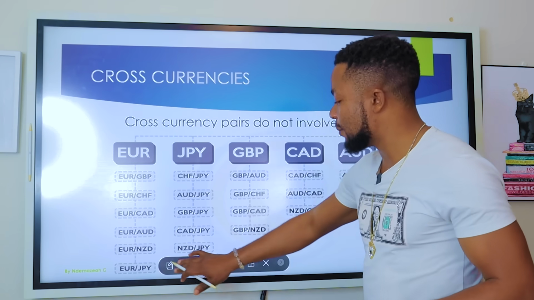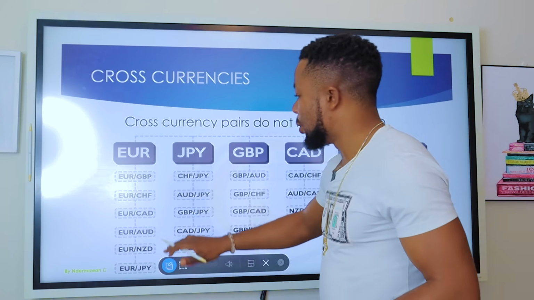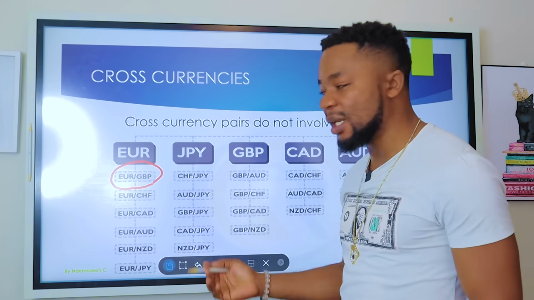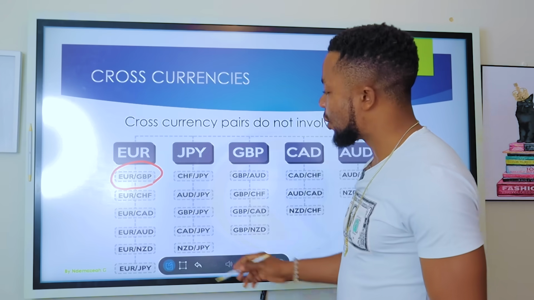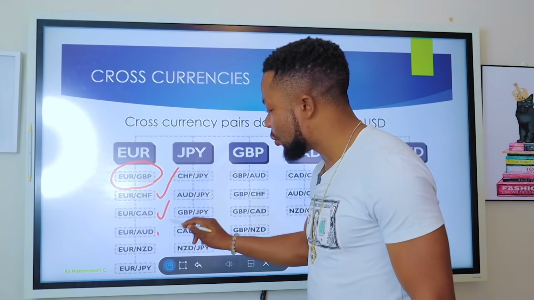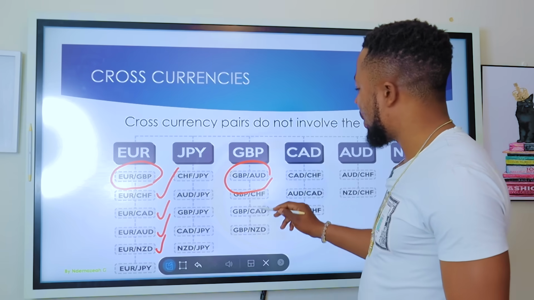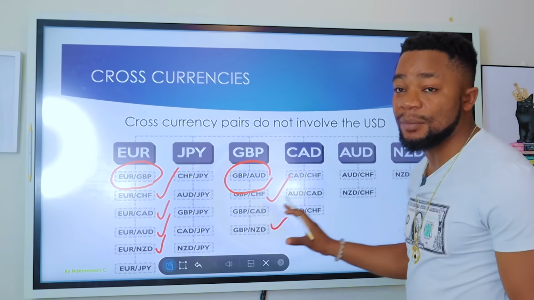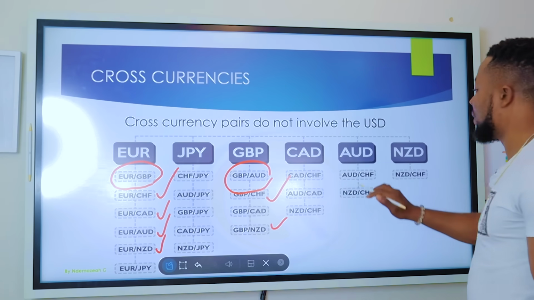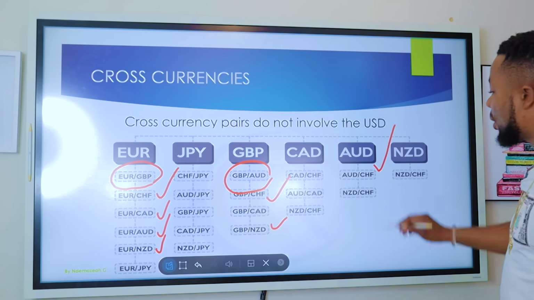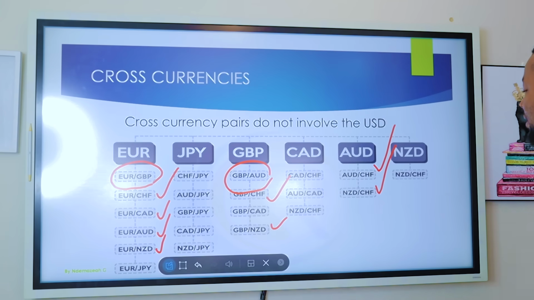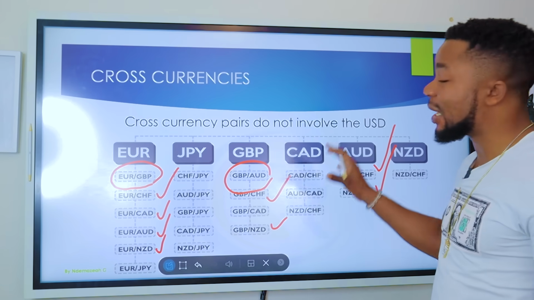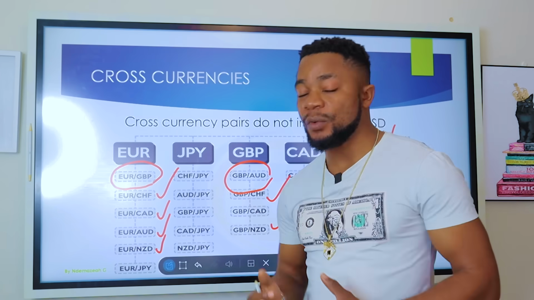So for example, if we come here, you see we have Euro Great Britain Pound. This is a very good currency pair. It's very liquid. You can make a lot of money from it. You have Euro CHF, Euro CAD, Euro AUD, Euro NZD, Great Britain Pound CAD. So these are all different currencies that you can trade. When you open your MT4, you can trade all these currencies. Even coming to Australian dollar CHF, Australian dollar NZD. All these are other currency pairs which are very liquid and you can trade them.